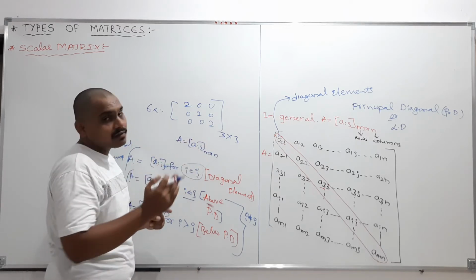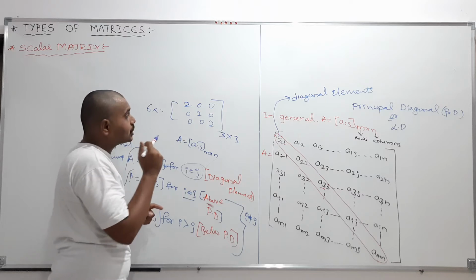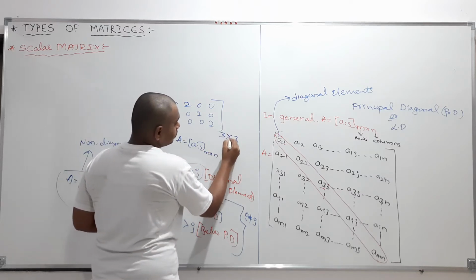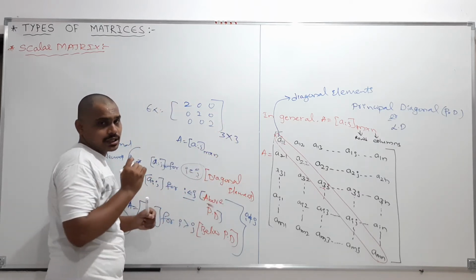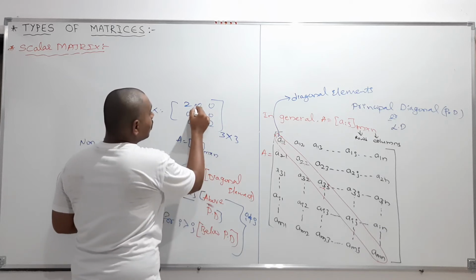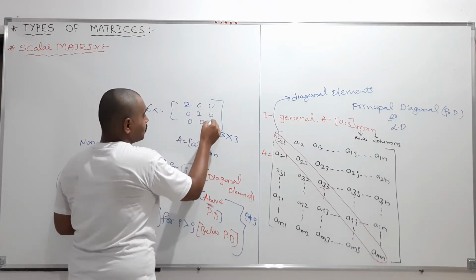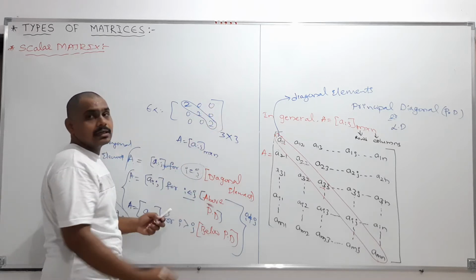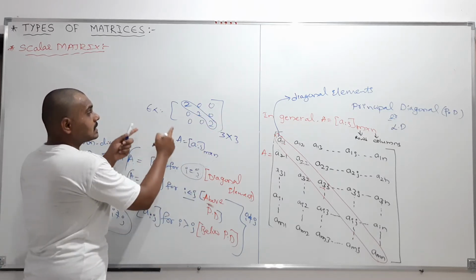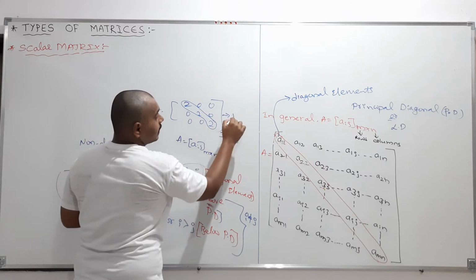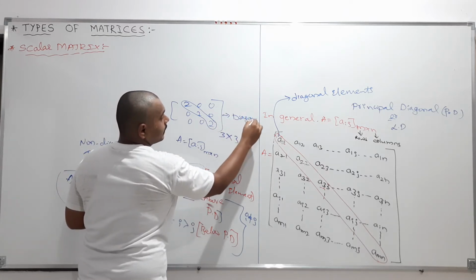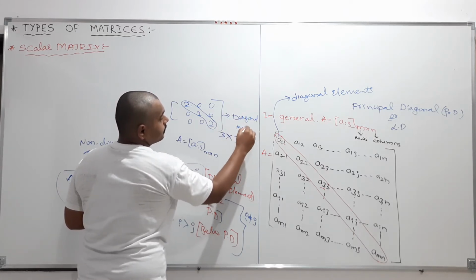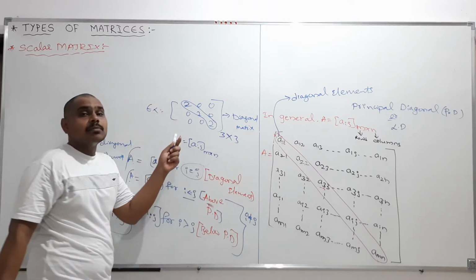Then another condition is, what is that condition? Here it is. Another condition is that all non-diagonal elements must be zero. So these are your diagonal elements. All non-diagonal elements are zero. Therefore this is an example for the diagonal matrix. This is an example for a diagonal matrix.